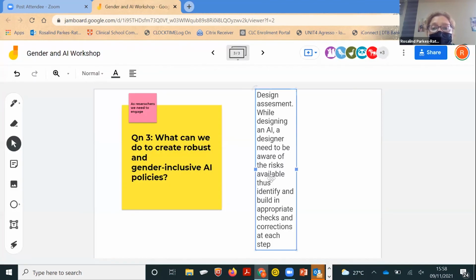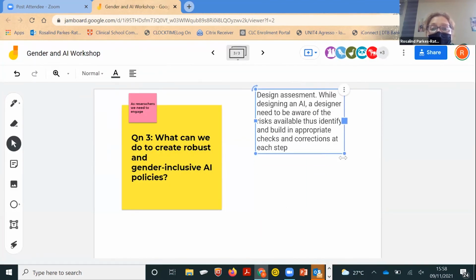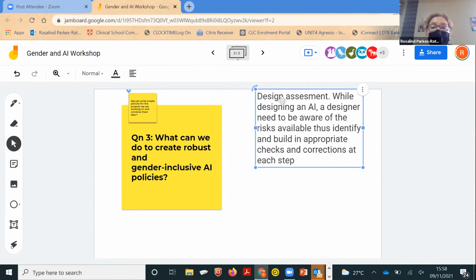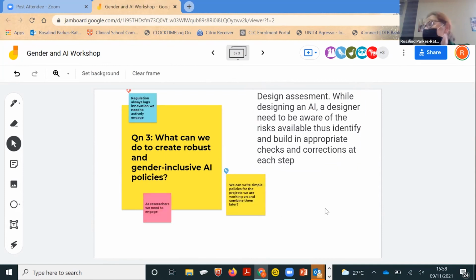Okay, so design element. Designing an AI needs to be aware of the risks, thus identify and build up appropriate checks and corrections. I think that might be for the thing before. Can we write simple policies for the projects we're working on and combine them later? So that's absolutely something that we're trying to do within Post.